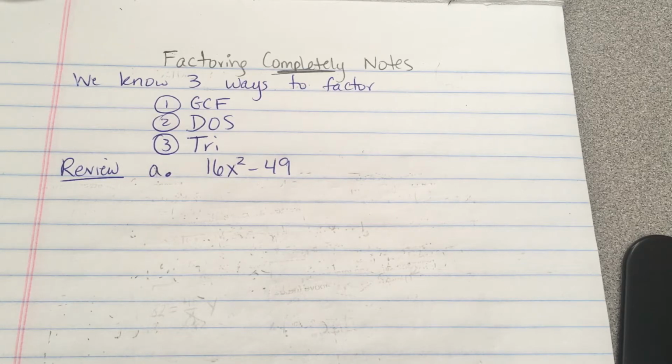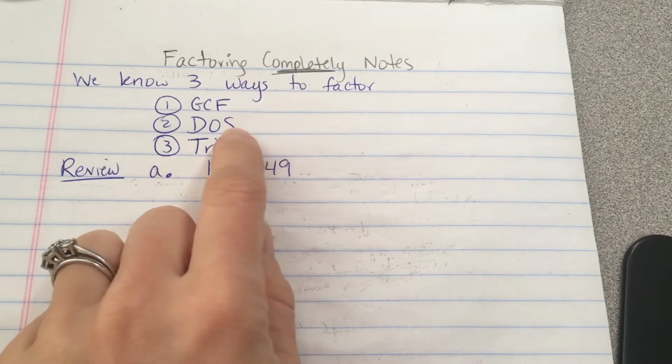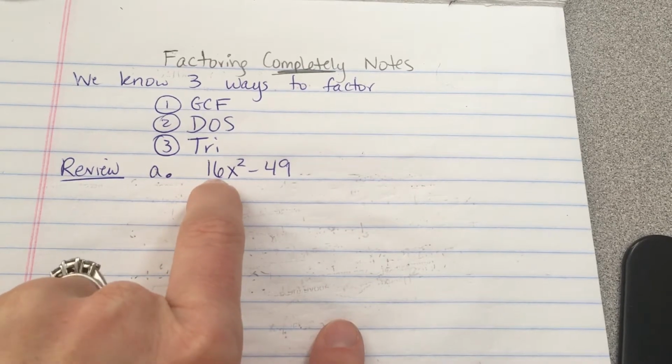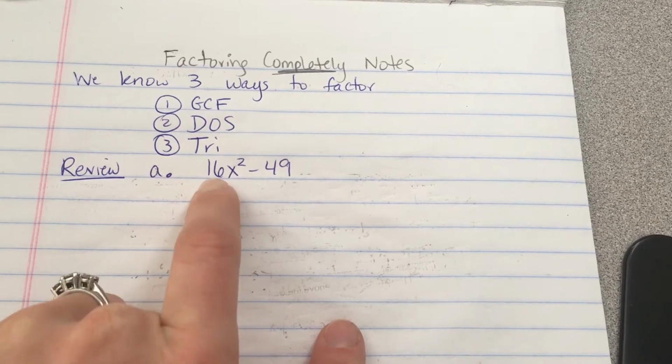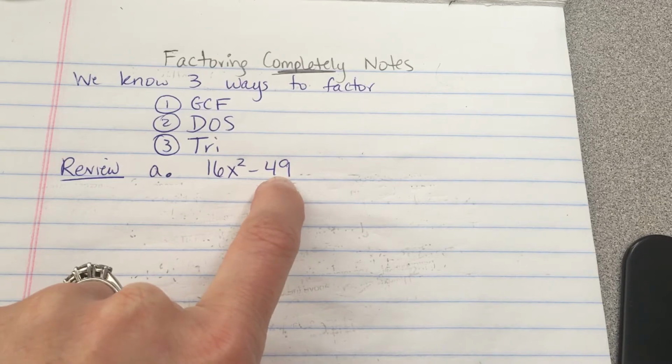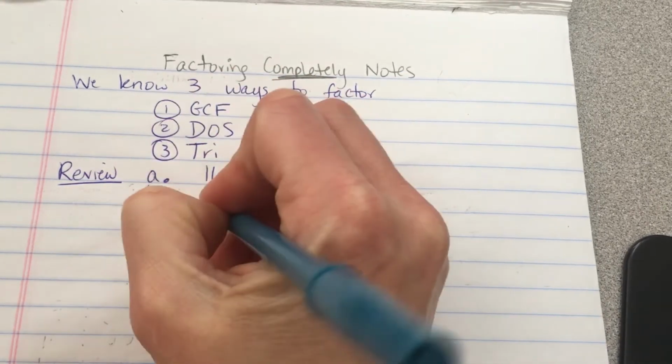Okay, so this one doesn't have a greatest common factor, right? How many parts does it have? 2. So it can't be a trinomial. Tri means 3. Just because it has 2 parts doesn't always mean it's difference of squares. You got to check. Difference means it has to have a subtraction, which it does. And then squares. Was 16 on our list of squares? Yeah. 4. And what about 49? Yeah. 7.